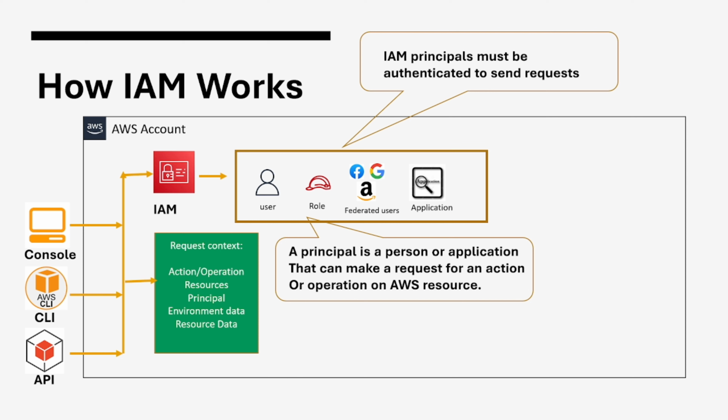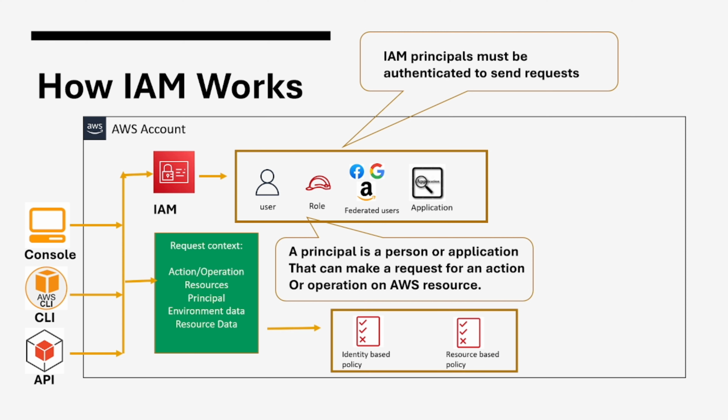So whenever we attempt to log in to any account and do anything, this request context is created. Now, after that, what happens? AWS, meaning IAM, will evaluate this request context against policies. So what are policies? Policies are basically permissions, that this permission is given to this user. This is the authorization.